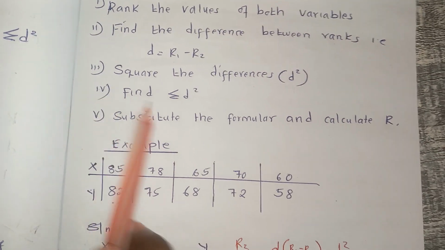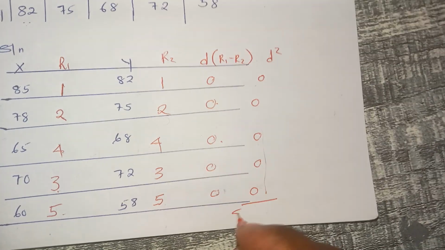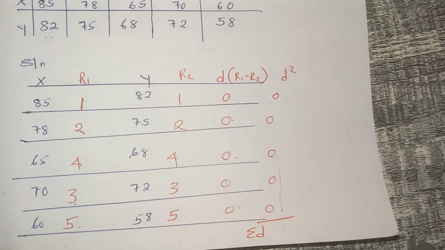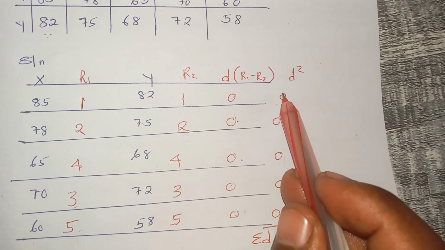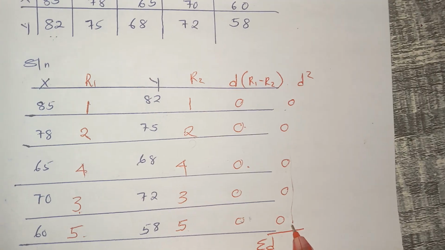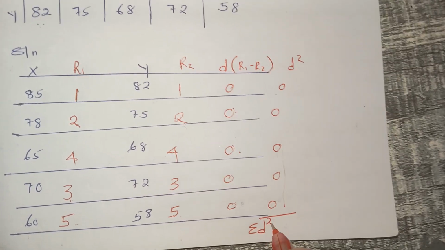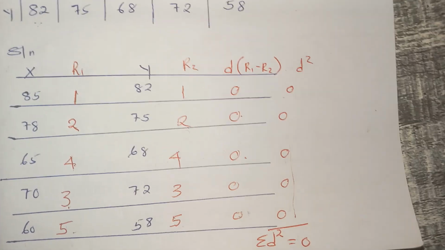So from there, we go to step number 4. You find the summation of D squared. Summation, I told you, means finding the total. So in this particular case, if I add all these elements on the D squared column, they are going to give me the summation of D squared, and in this case, it is 0.